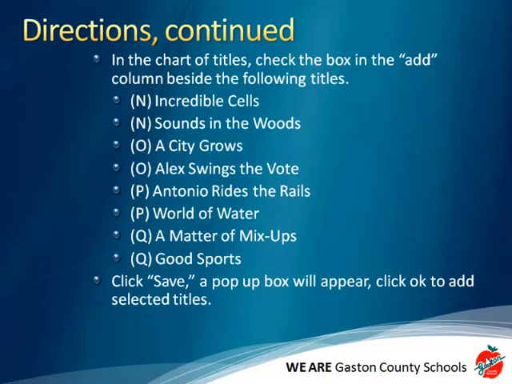However, this time, instead of selecting all books, we're only going to select certain titles. And so the titles that you see on the screen here for levels N through Q will be the titles that you select. To select those titles, look down in the chart where it has the list of books, and then you're going to put a check in the box under the column Add beside each title that appears here. Then you're going to click Save, and when the pop-up box appears, click OK to add these selected titles.